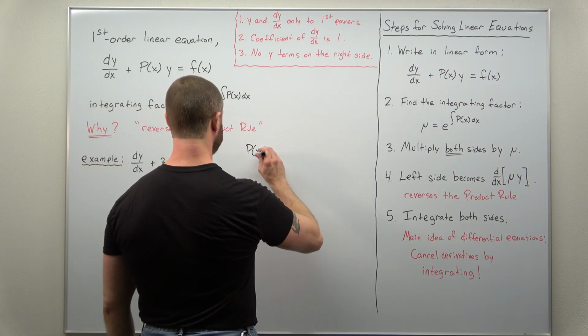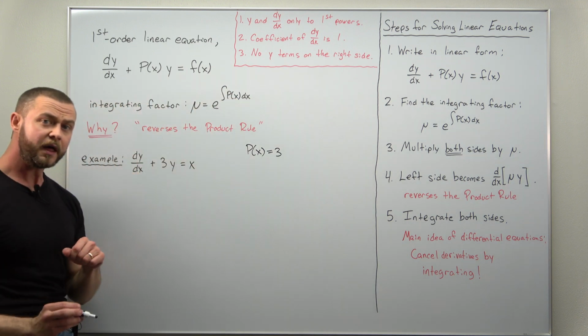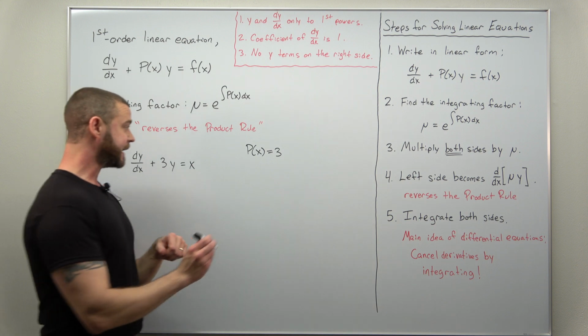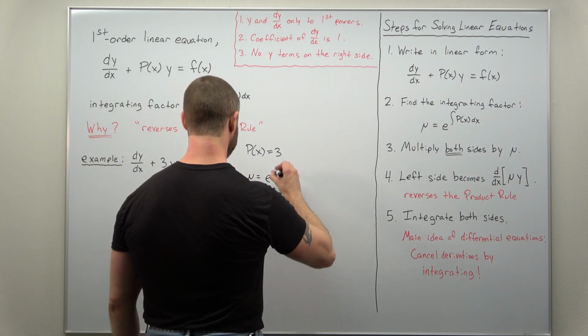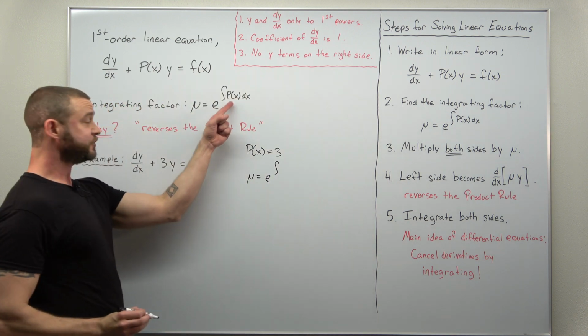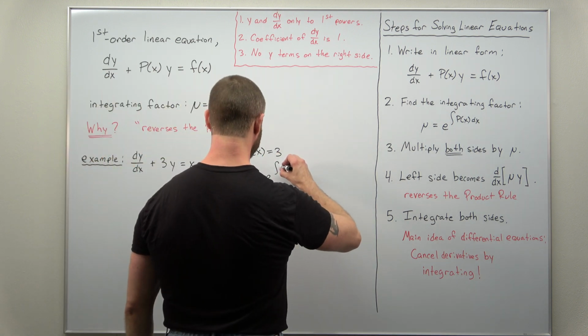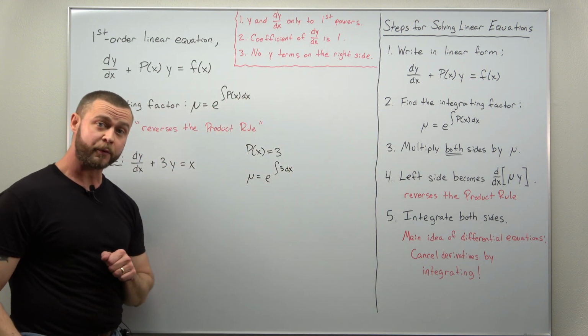So p of x is 3. And we go ahead and immediately go to the formula for the integrating factor, mu, which is e raised to the integral of p of x. So e raised to the integral, or antiderivative, of 3. And we're integrating that with respect to x.